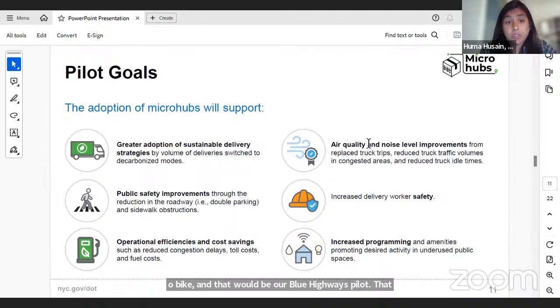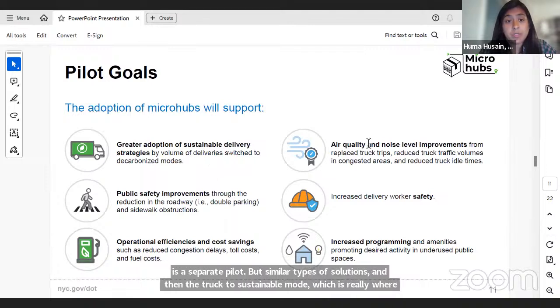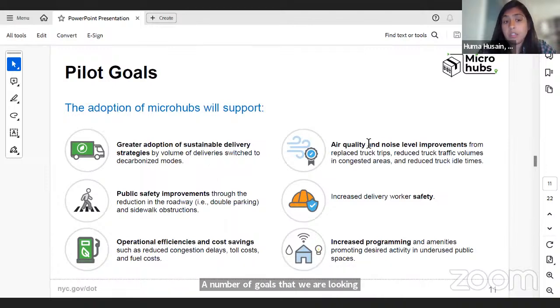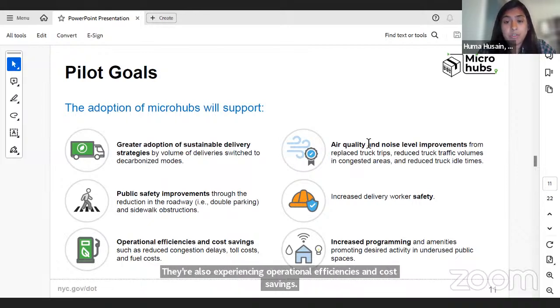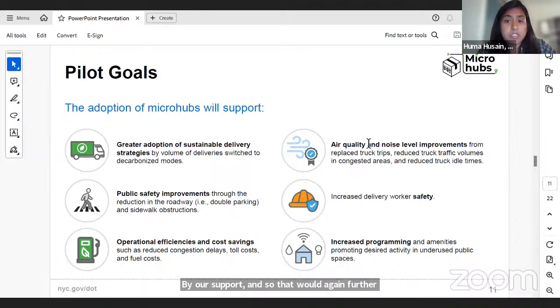A number of goals that we are looking to support through this pilot. The number one is to adopt sustainable delivery strategies and really incentivize these companies to want to do this. And so providing the dedicated space is the incentive. Ideally, they're also experiencing operational efficiencies and cost savings by our support. And so that would, again, further incentivize them to shift to sustainable modes.